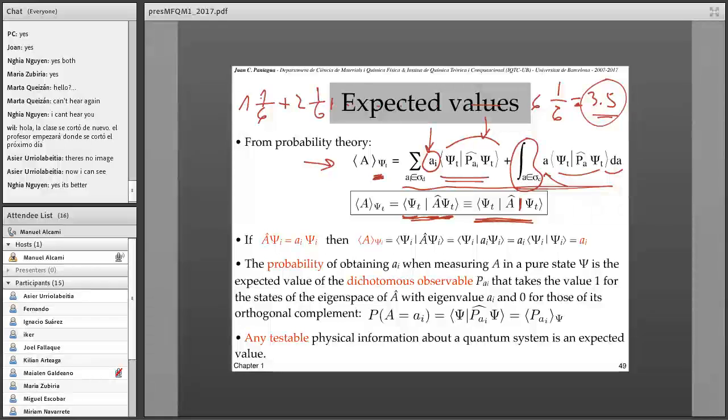For instance, if the state vector is an eigenstate of the operator corresponding to the observable we are measuring, then the expected value is the corresponding eigenvalue. This is trivial because here we can put the result of applying A, that's the eigenvalue, times the state vector. This is a constant that can go outside. This should be normalized. And then we have a result that is trivial if we consider the physical meaning of expected values.